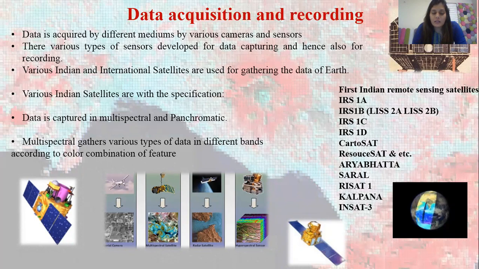Multispectral means what? It will have different color recognition features. Means you can see there is water, there is brown color sand, everything can be seen properly through multispectral data. Next, you can see radar satellite. Radar means what? Very in-depth detail of any feature can be obtained, that is radar satellite. And last is hyperspectral, many number of bands having minute information, that is hyperspectral.